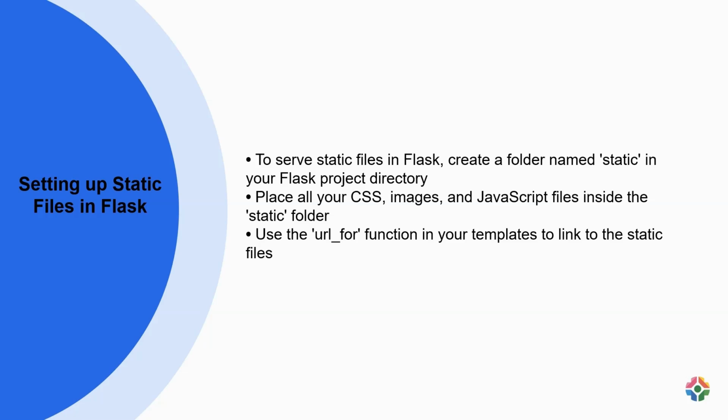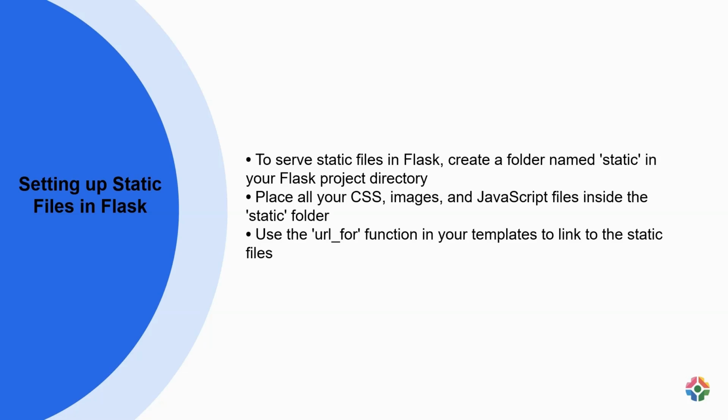For example, if you have a CSS file named styles.css stored in the static/css directory of your project, you can link to it in your HTML template like this. link rel="stylesheet" href=url_for('static', filename='css/styles.css'). By following these steps and leveraging the url_for function correctly, you can efficiently manage and serve static files in your Flask application.